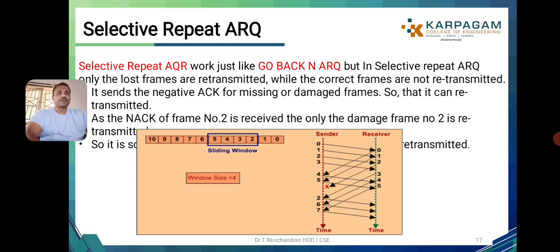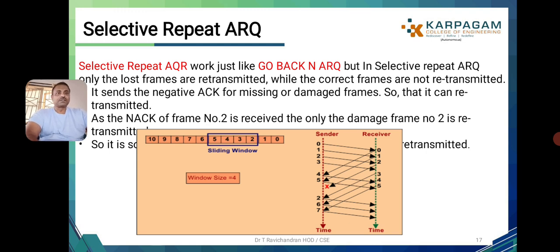Next, the first frame reaches the receiver. The receiver automatically gives the acknowledgement for the first frame. The sender receives the first frame acknowledgement. The sender then sends the next frame, the 5th frame, from the sender to the receiver.